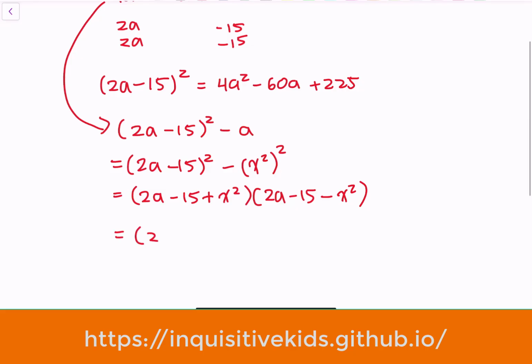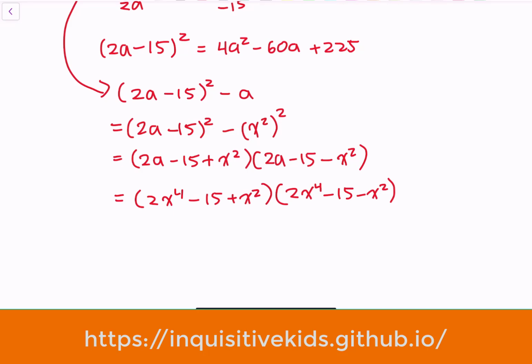This gives us 2 times x to the 4th power minus 15 plus x squared times 2 times x to the 4th power minus 15 minus x squared. And each of these is factorable. Now let's say that b is equal to x squared. So then the first polynomial would be 2b squared plus b minus 15. And the second polynomial would be 2b squared minus b minus 15.